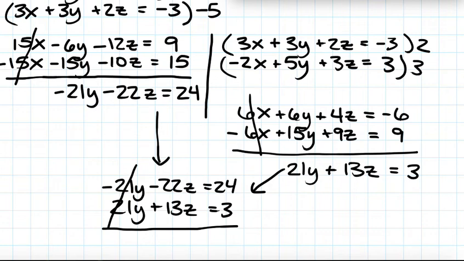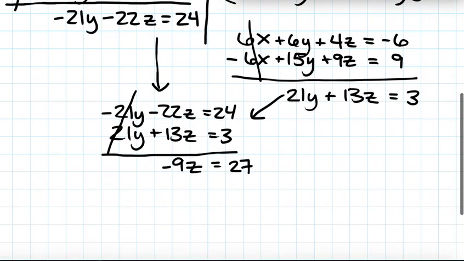Now, normally that won't happen. Normally at this step, you'll have to multiply either one of the equations or possibly both of the equations by something in order to get one of the variables to cancel out. But I got really lucky here in that I didn't need to do that. So the 21y's cancel out. -22 plus 13 is -9z, and 24 plus 3 is 27.